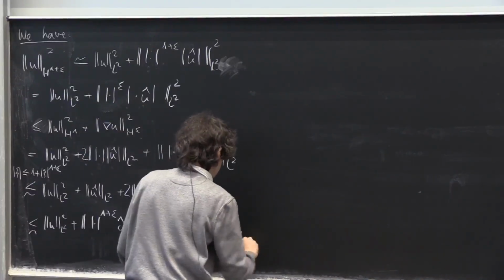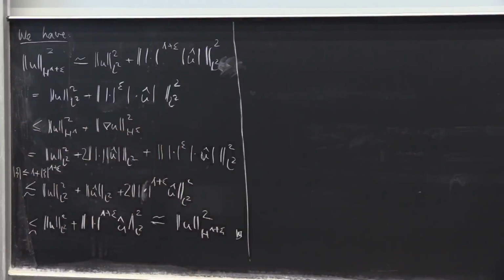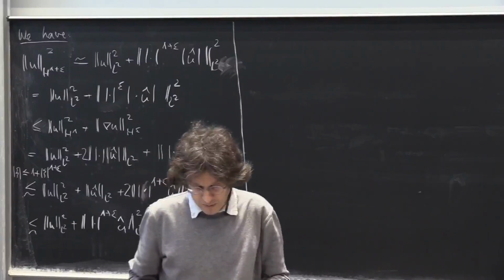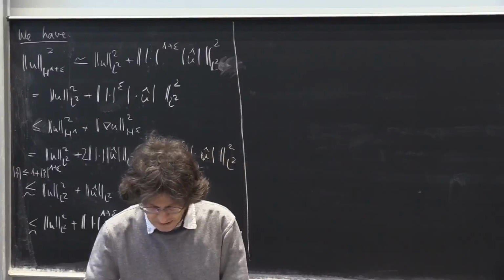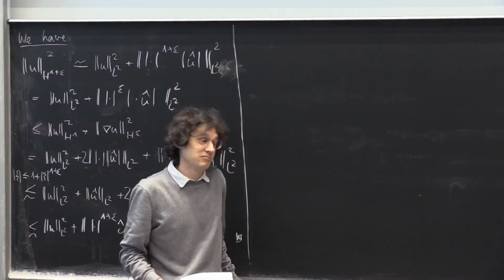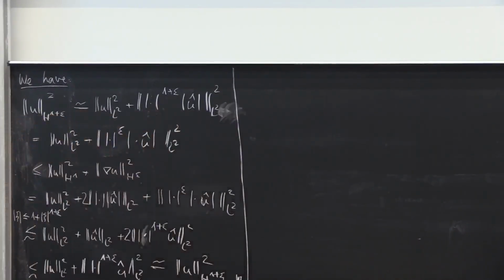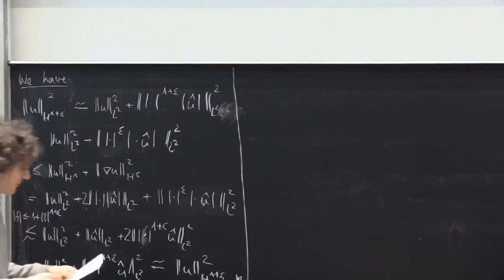Okay. So that's the first technical thing, which is somehow plausible, that you can describe H1 plus epsilon by saying the function is H1 and the gradient is H epsilon. Now we are on safe ground. This works.